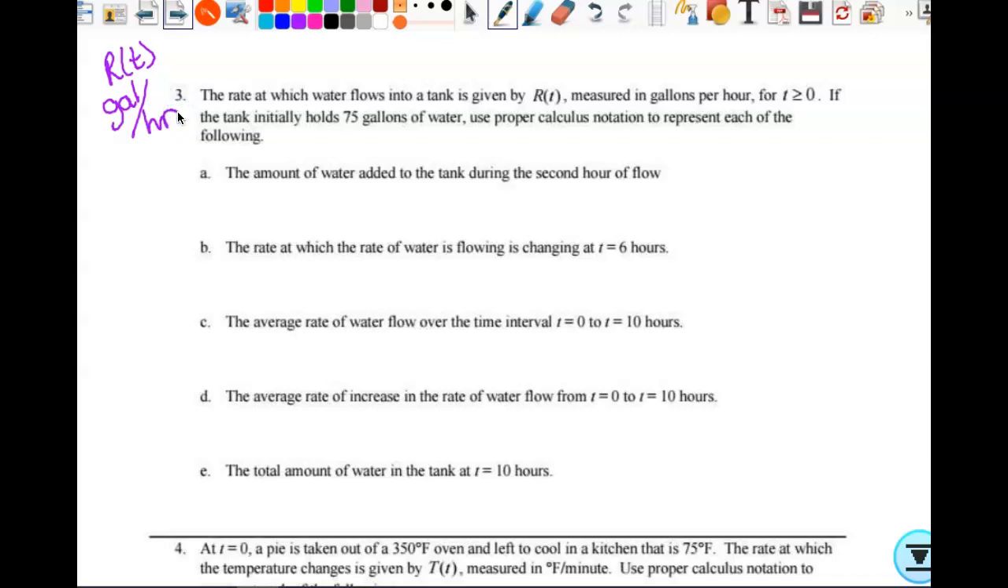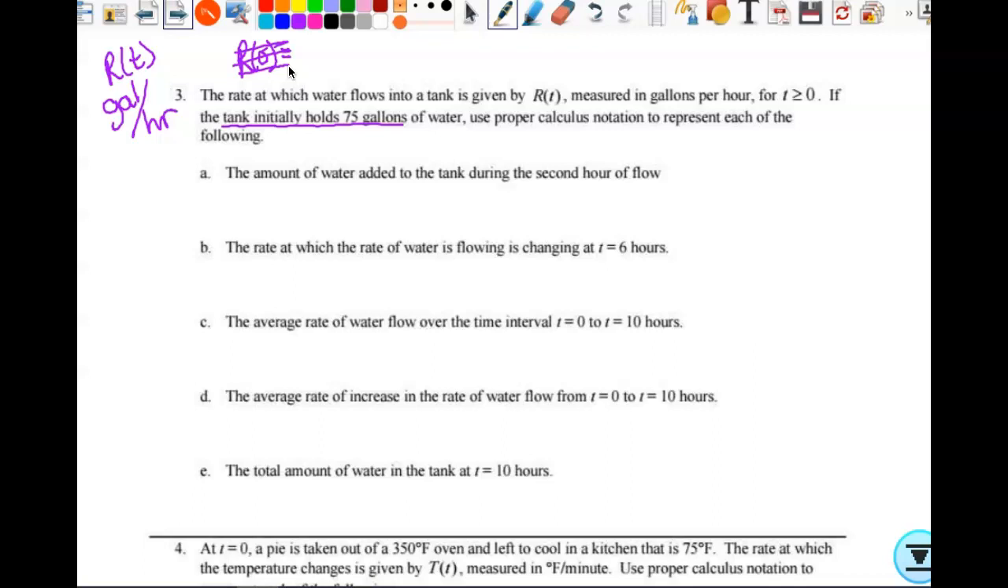If the tank initially holds 75 gallons of water, okay, so doesn't that mean that R of 0 is what? 75. Oh, no, that's gallons per hour. That's not what we're looking for there. The rate at which water flows into a tank. Oh, fine. Our initial amount is 75. Use proper calculus notation to represent each of the following. All right, so the amount of water added to the tank during the second hour of flow.